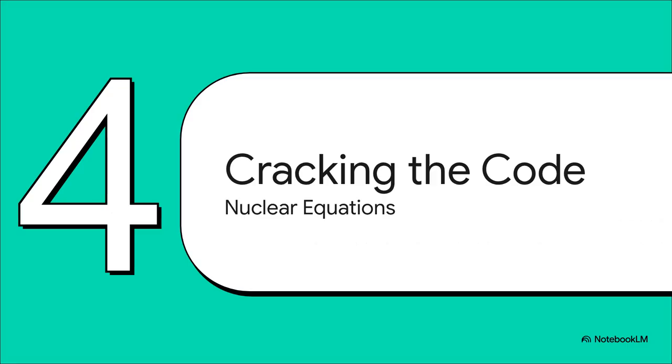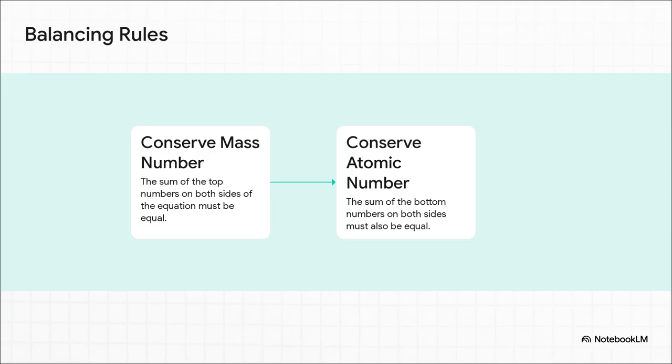All right, so we've seen a couple of examples. Now let's just lock in the rules so you can solve any of these nuclear puzzles. And trust me, it's way easier than you might think. There are really only 2 golden rules you gotta remember. That's it. First, the mass number has to be conserved. The sum of the top numbers on the left has to equal the sum of the top numbers on the right. And second, the atomic number must be conserved. Same deal, but for the bottom numbers.